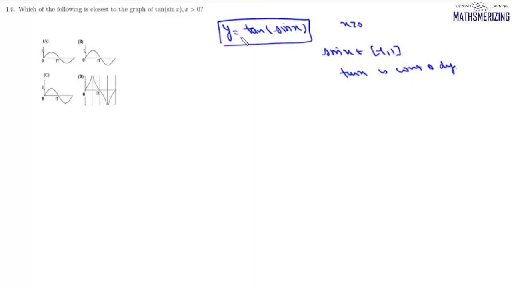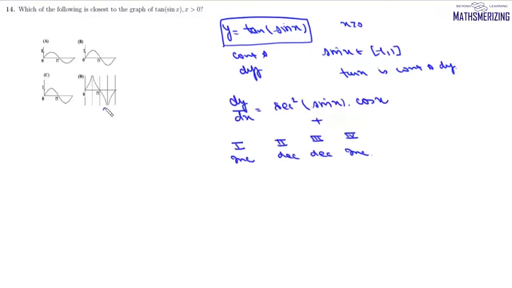So this function y equals tan of sin x will be continuous and differentiable in this interval. So this graph cannot be D because it is not continuous and differentiable, and it cannot be C because C is not differentiable at pi by 2. Now it has to be between A and B. Now we look at tan of sin x.